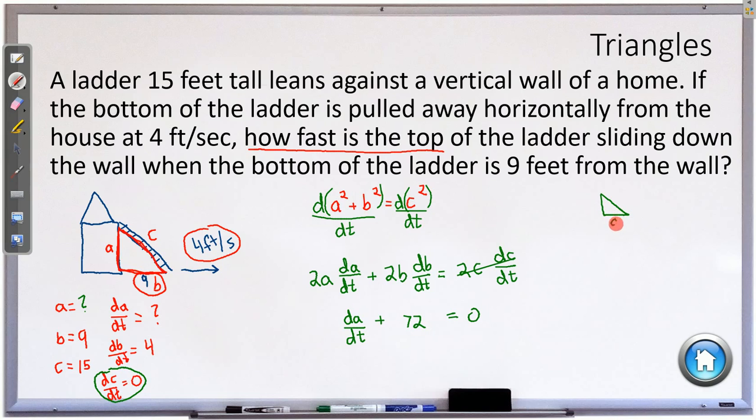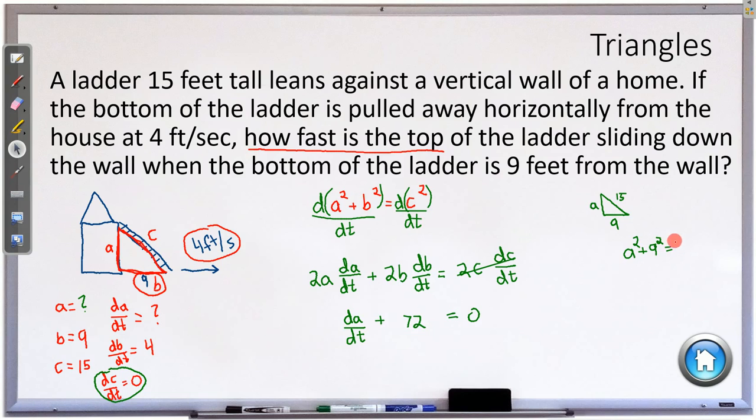The bottom is 9. The hypotenuse is 15. And so, yes, we should be able to figure out what A is. So just on the side, we got to calculate that really quick. A squared plus 9 squared is equal to 15 squared. Sorry about that. So let's just finish solving this.